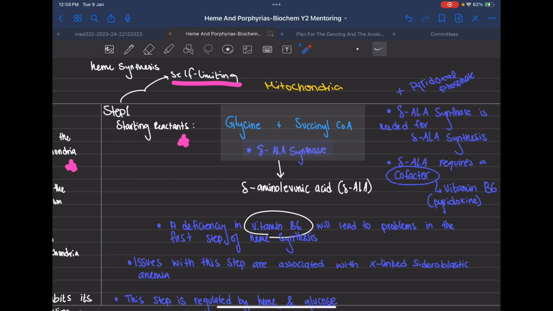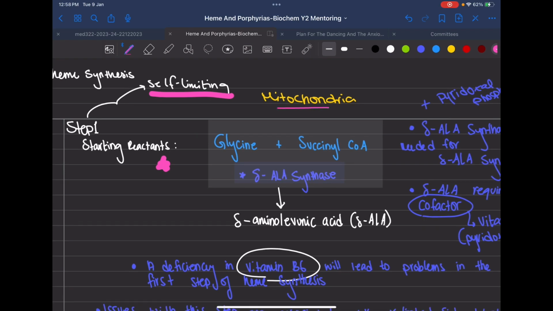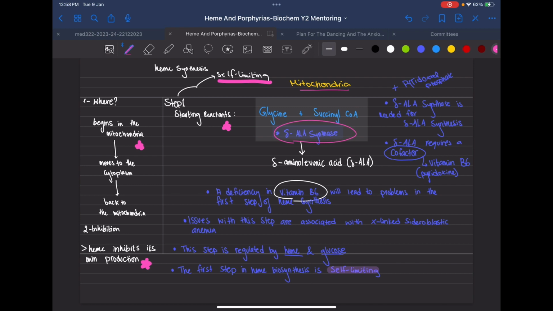All right, so already we covered the first mitochondrial enzyme, which is delta ALA synthase. We covered the starting reactants. We covered the fact that heme inhibits its own production at the first step, meaning the first step is a self-limiting step. And yeah, so all of this will also be covered later on, but I just want to go over it really quickly just to give some context.